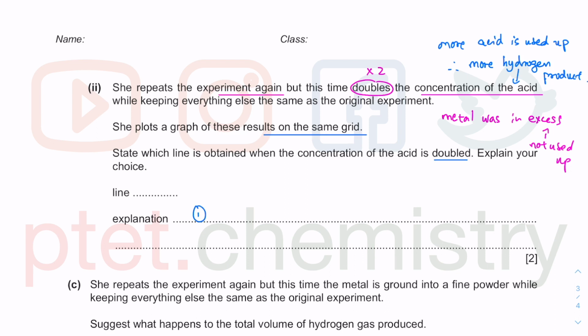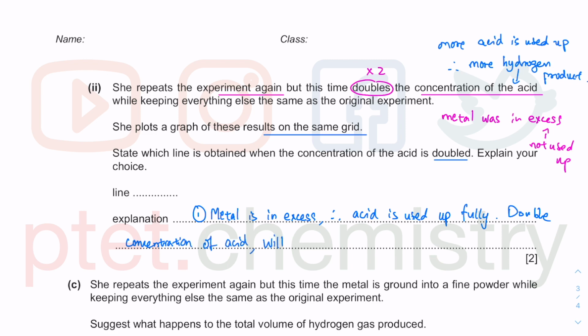So there are 2 reasons here. The metal is in excess according to the original question. So therefore, the acid is used up completely. It's used up fully. I use simple words, okay? So double concentration of acid will double the volume of gas produced. So we are looking at doubling the volume of gas produced.